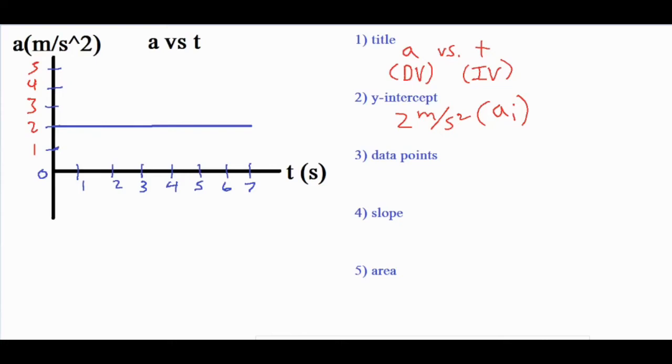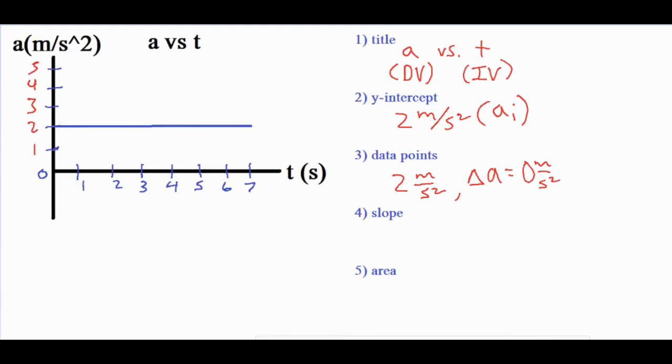Okay, for number 3, the data points is nothing too special, especially since we have uniform acceleration, which is very common. So if we take a look at the acceleration at any point, it's just going to give us 2 meters per second squared, and there wouldn't be any change in acceleration. So if you were to find any change in acceleration, it would be 0 for this graph because it stays constant.